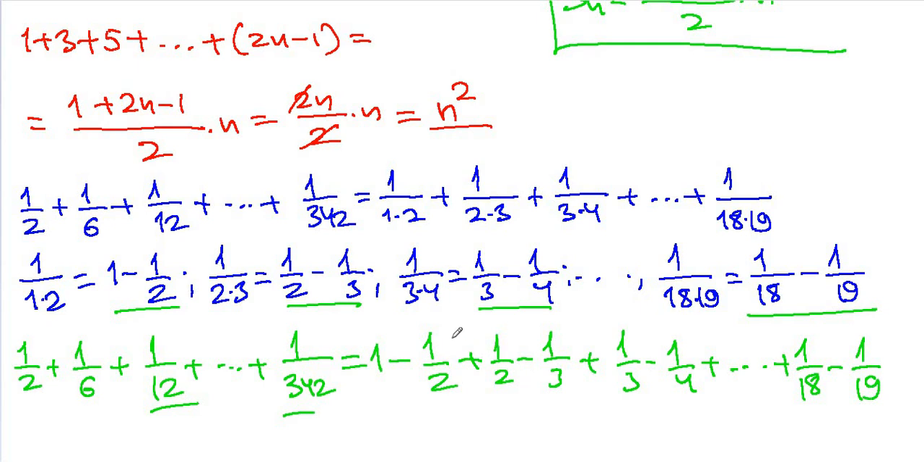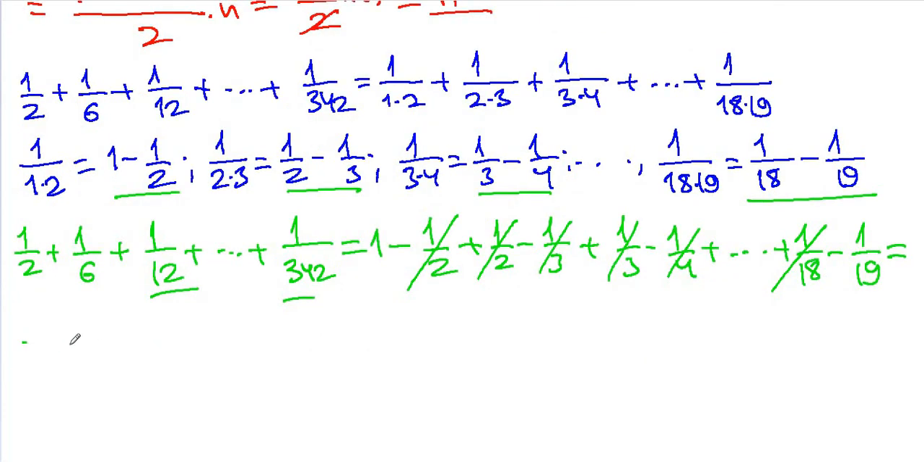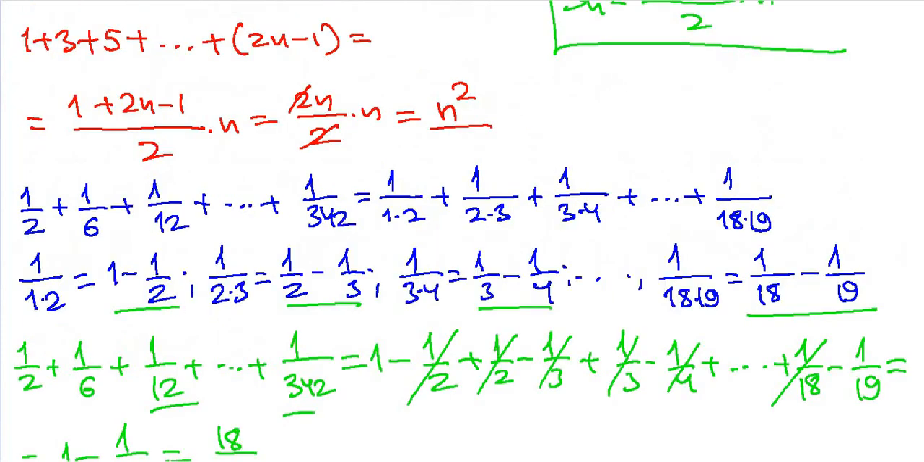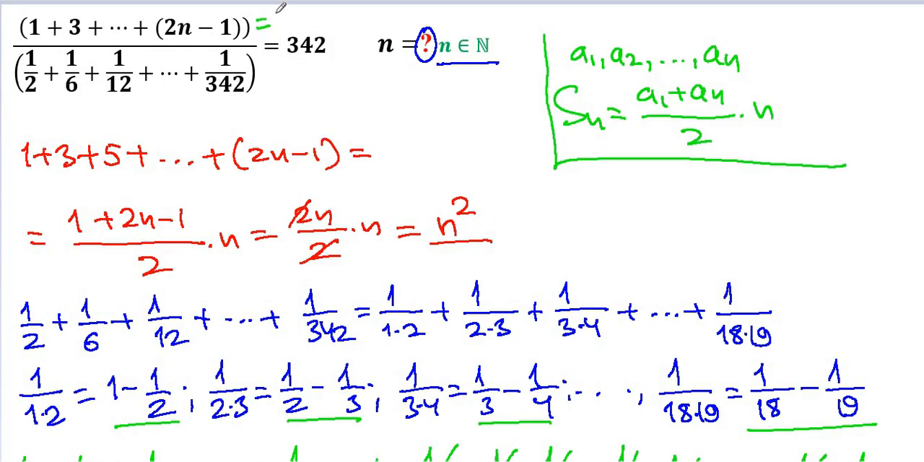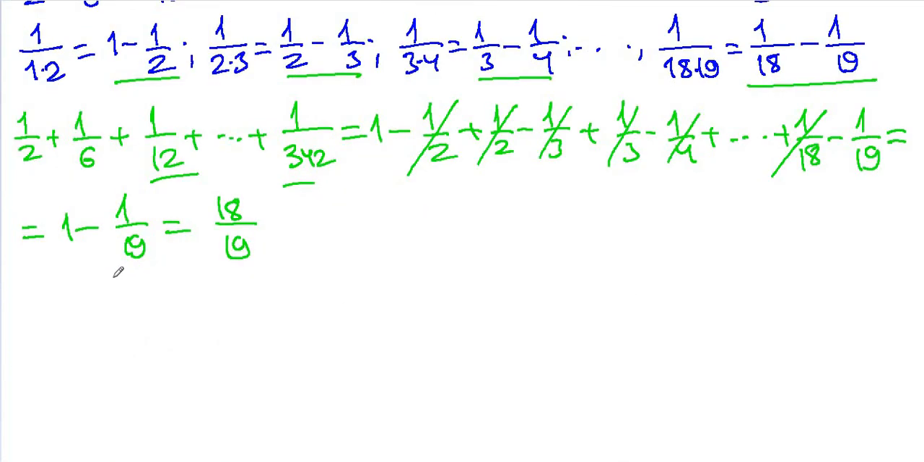Now we can easily see that these terms will be cancelled, and before 1 over 18 we have minus 1 over 18, so this is also cancelled, and this is equivalent to 1 minus 1 over 19, which is equal to 18 over 19. So as you can see, the numerator was n squared and the denominator is equal to 18 over 19. Therefore we have a new equation after simplification: n squared divided by 18 over 19 is equal to 342.